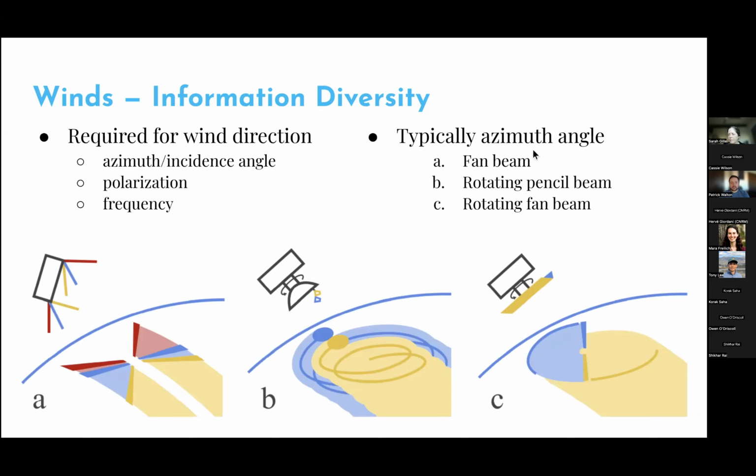So that's either through multiple antennas, as with the fan beam scatterometer architecture, or with rotation. So there's the rotating pencil beam, which was the architecture that QuickScat used. And then there's a newer architecture that's been demonstrated by the Chinese called the rotating fan beam architecture.